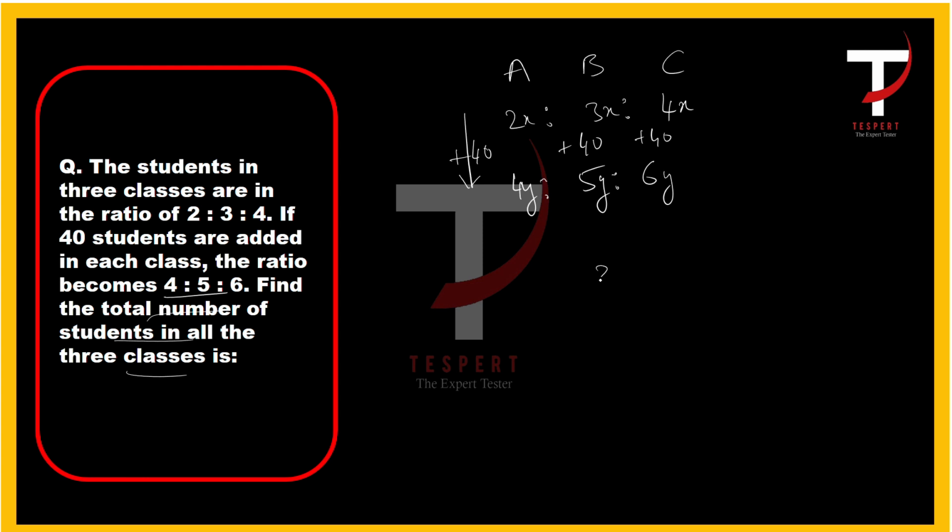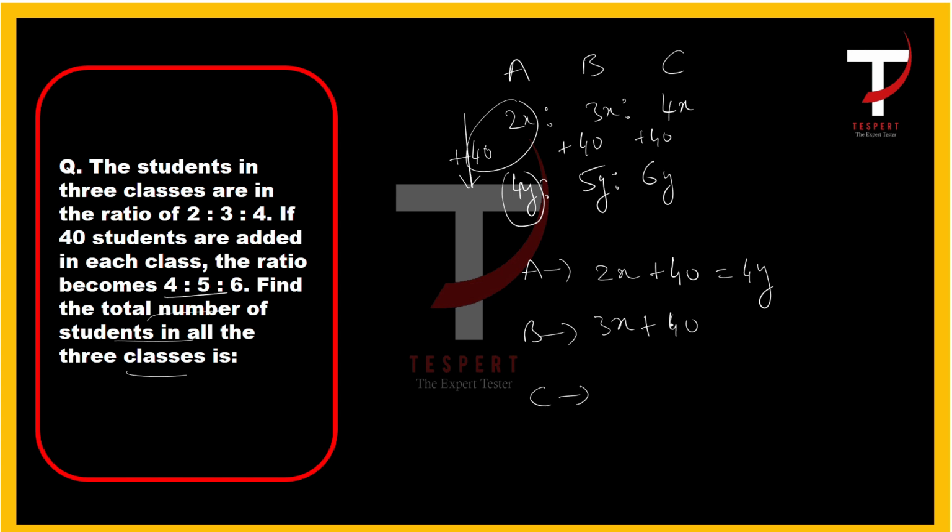So 2x after adding 40 members becomes 4y. So 2x plus 40 is equal to 4y, right? And 3x, this is for class A and this is for class B. So 3x plus 40 students is equal to 5y, and 4x plus 40 students is equal to 6y.